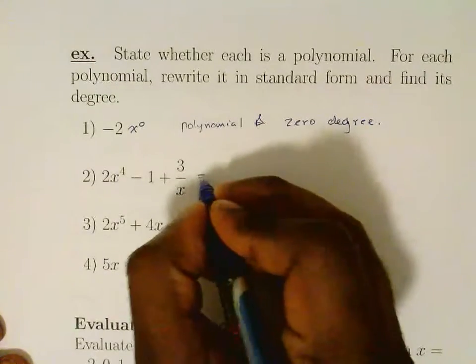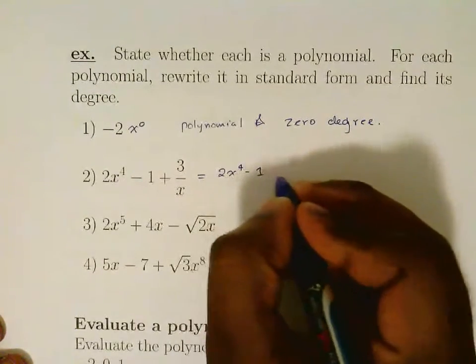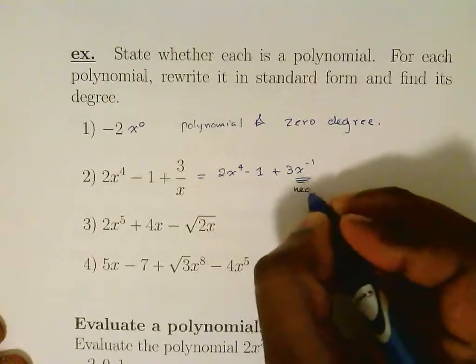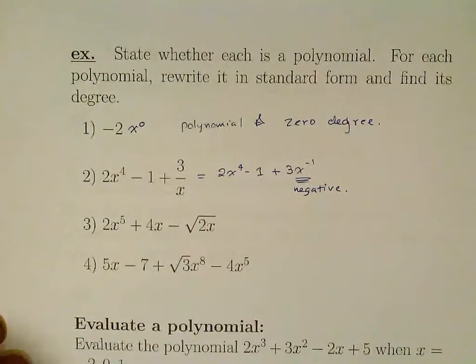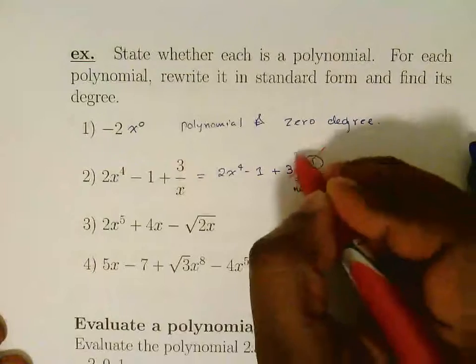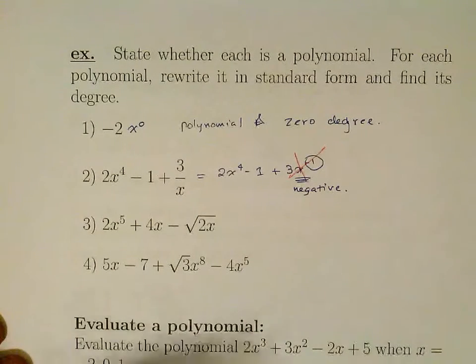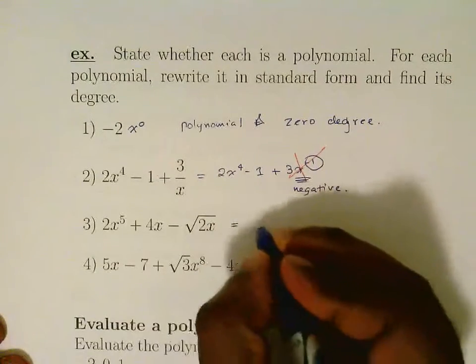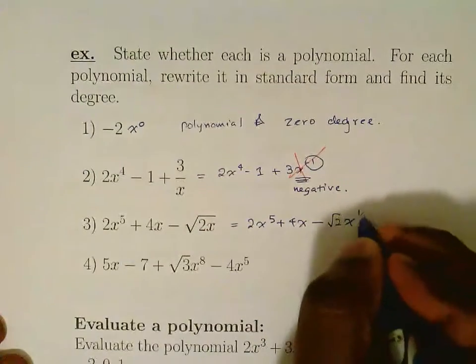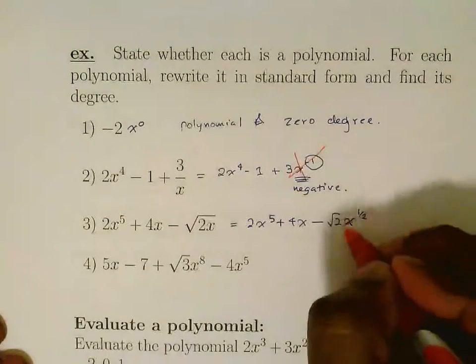Now this one right here, when you rewrite it, minus 1 plus 3x to the power negative 1, you can see that it has a negative exponent here. So this is a negative exponent, which means this is not a polynomial. Negative exponents are not allowed, and fractional exponents are not allowed in polynomials. So for example, this one right here, plus 4x minus root 2 x to the power 1/2, that is bad. It's not a polynomial.